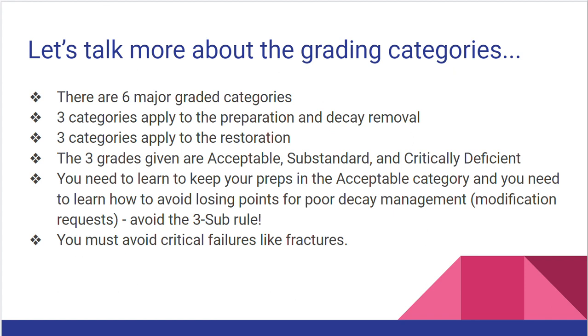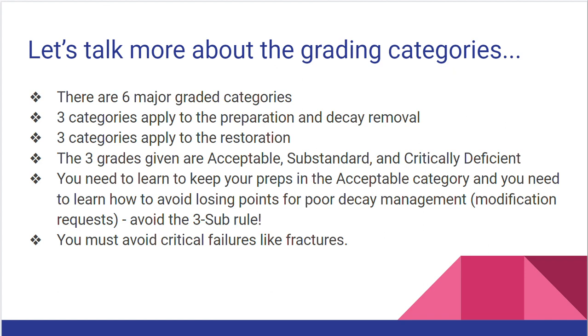So there's 6 major graded categories. 3 of the categories apply to the preparation and decay removal process, and 3 categories apply to the restoration. The 3 different grades that are possible are acceptable, marginally substandard, and critically deficient. And so you need to try to learn to keep all your preps in this acceptable category and how to avoid losing points for poor decay management. And so this modification process is going to be really important.